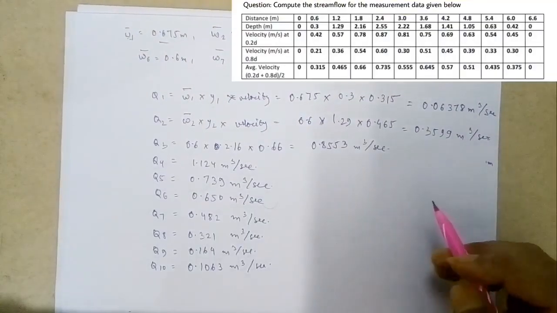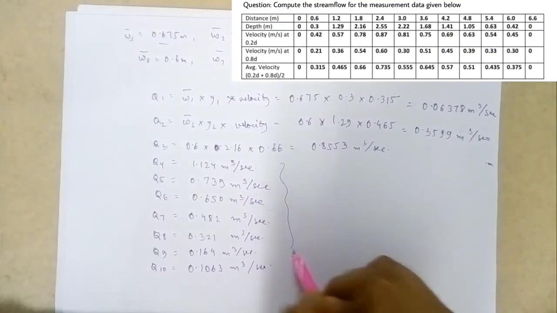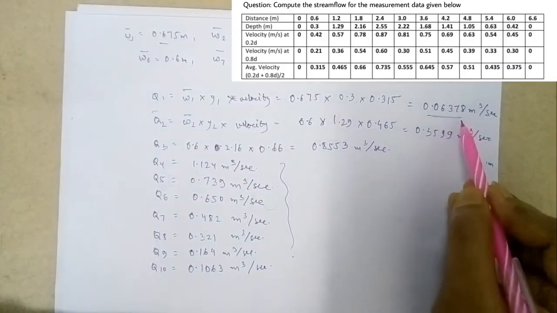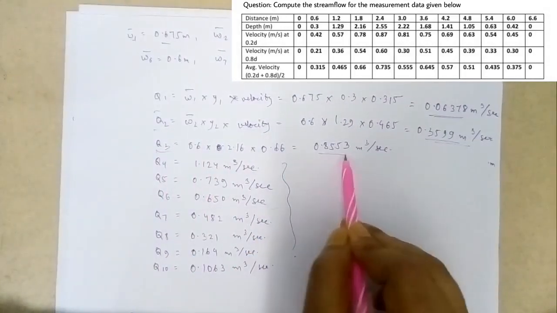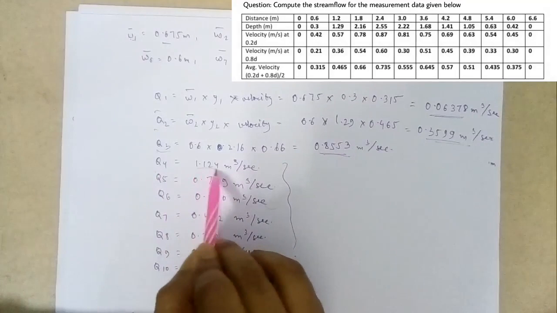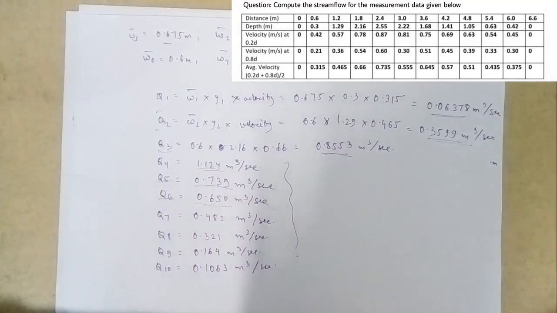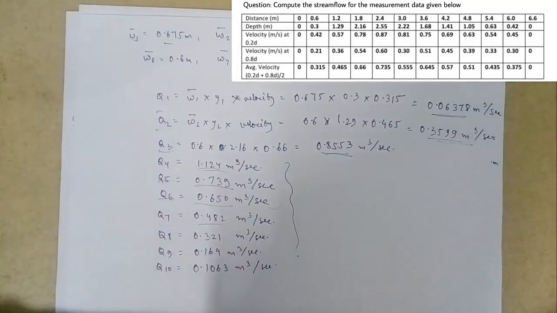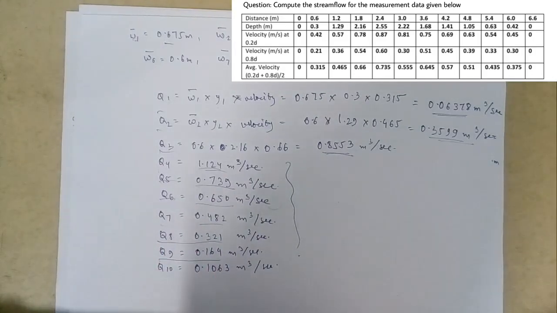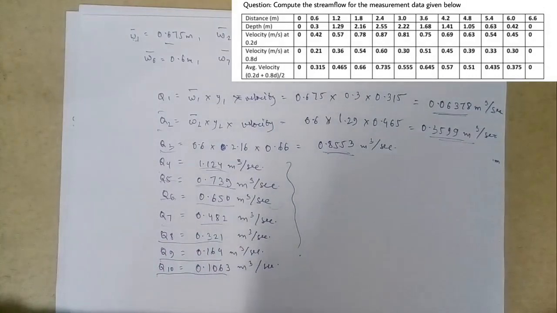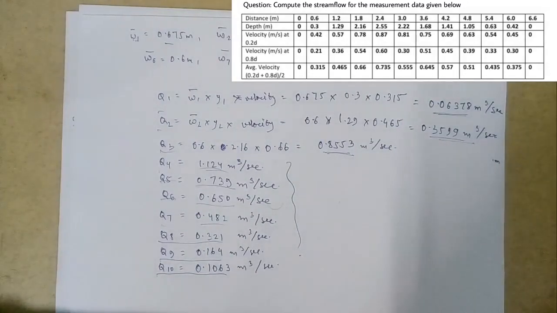I have calculated the values of the discharge in every particular strip, and it is coming somehow like this. Q1 you got as 0.06378 meter cube per second, Q2 is 0.3599, Q3 is 0.8553, Q4 is 1.124, Q5 is 0.739, Q6 is 0.65, Q7 is 0.482, Q8 is 0.321, Q9 is 0.164, and Q10 is 0.1063 meter cube per second. So just check whether these values are matching with your answers or not.